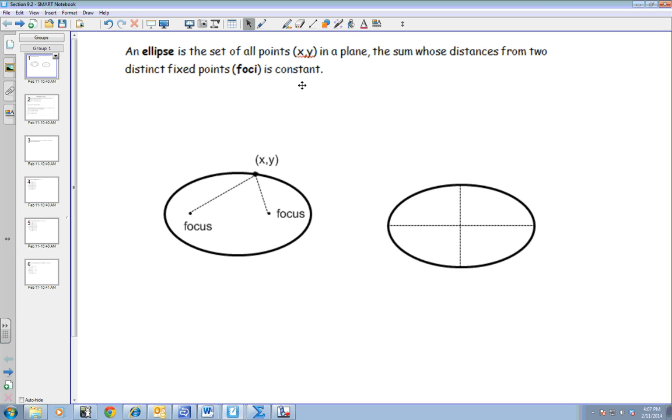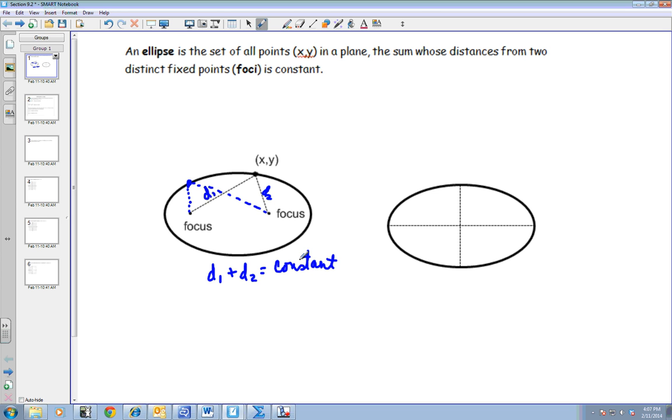is constant. So for example, if this is the point (x, y), this is distance 1 and this is distance 2, when I add those together, it's always constant, no matter which point on this ellipse I pick. If I pick this point, this distance here and this distance here are still going to add up to the same constant.